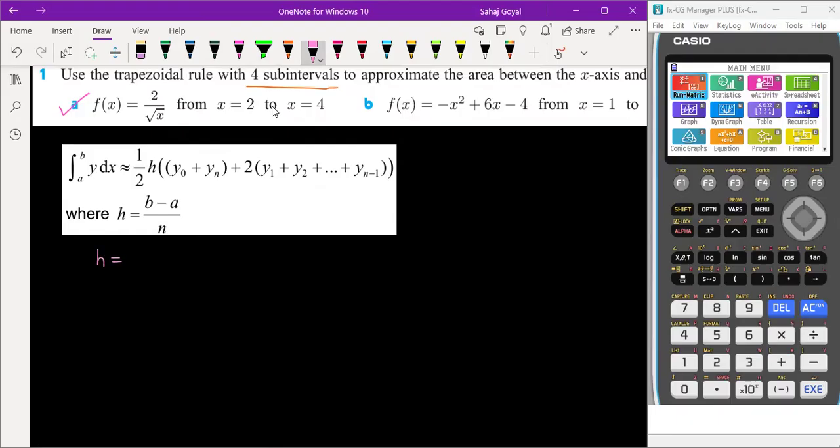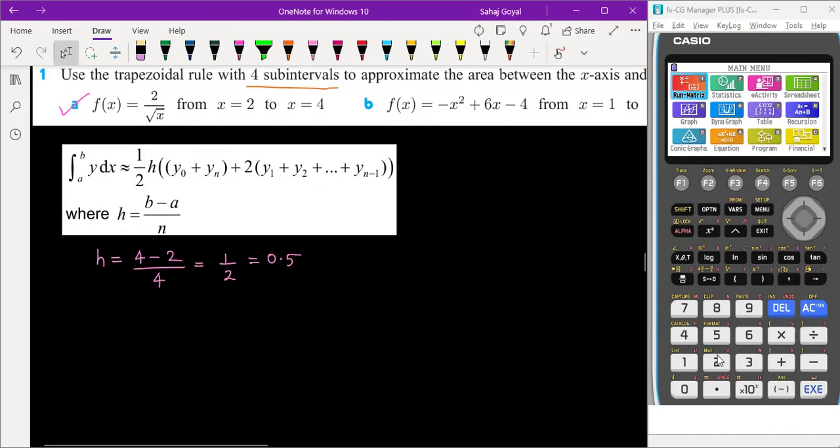What is h over here? h is (4 minus 2, which is my lower limit) upon n. n is 4. So this is 1 by 2, or I may call it 0.5. Now my x values will start from 2 and take steps of 0.5. So I don't need to write so much or make any table. I will do everything in the GDC.